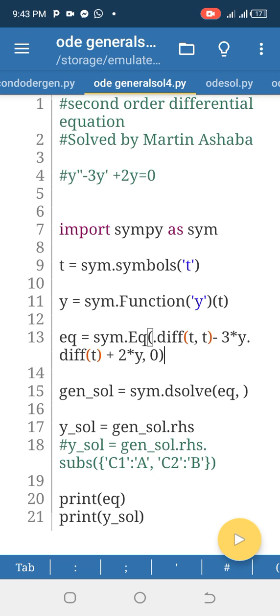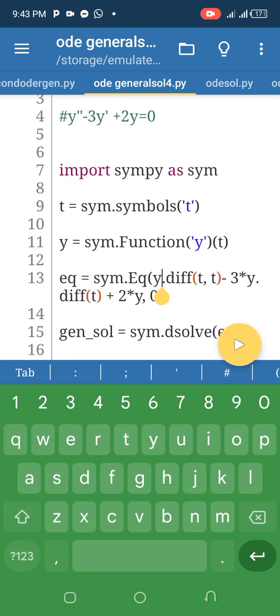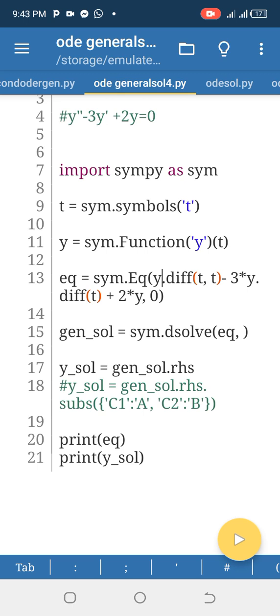Then we need to define our differential equation using the function sympy.Eq. So this equation is going to be eq1. We are saying this is a function y of t. So what we do, we have to write y.diff(t, t), because we are saying this is the second derivative of y with respect to t. Then minus 3y, so which means we are going to say 3 times y.diff(t). So this is diff of t, meaning it is the first derivative of y with respect to t, then plus 2 times y, then comma.